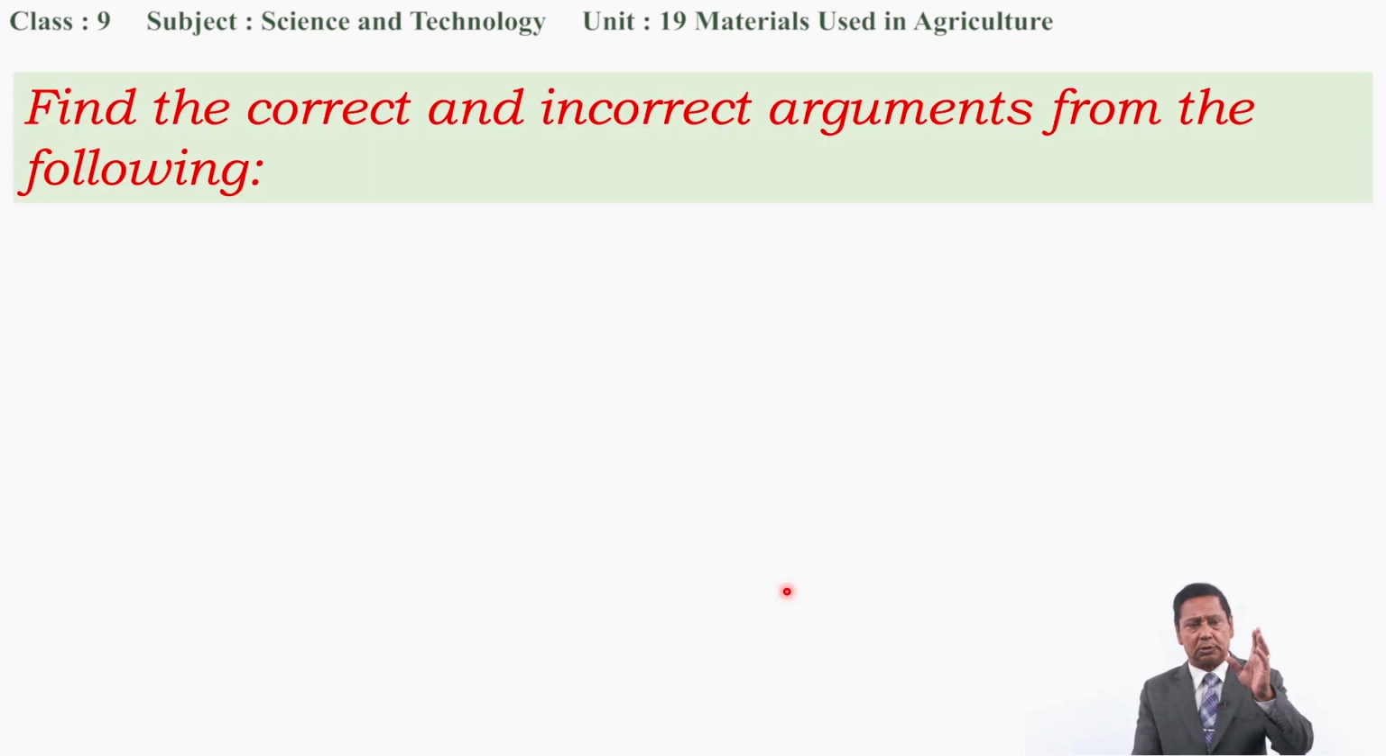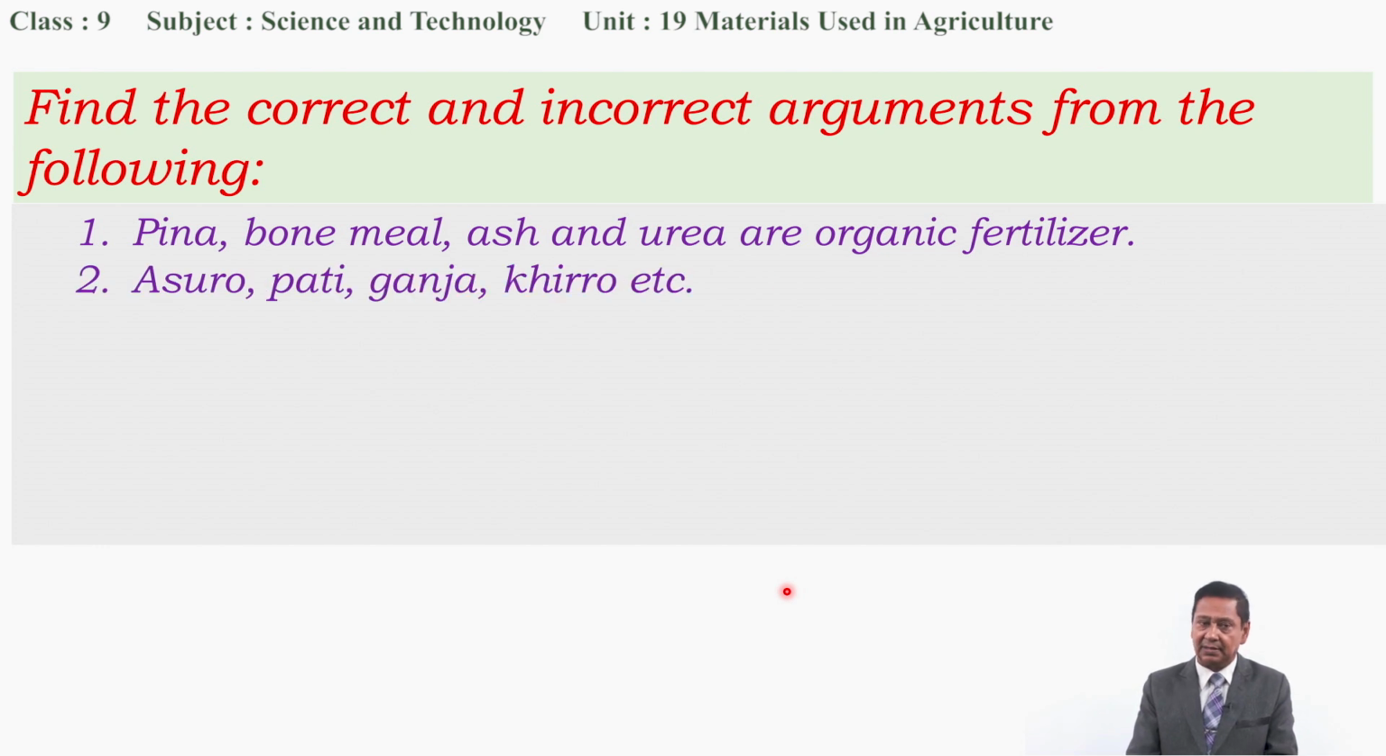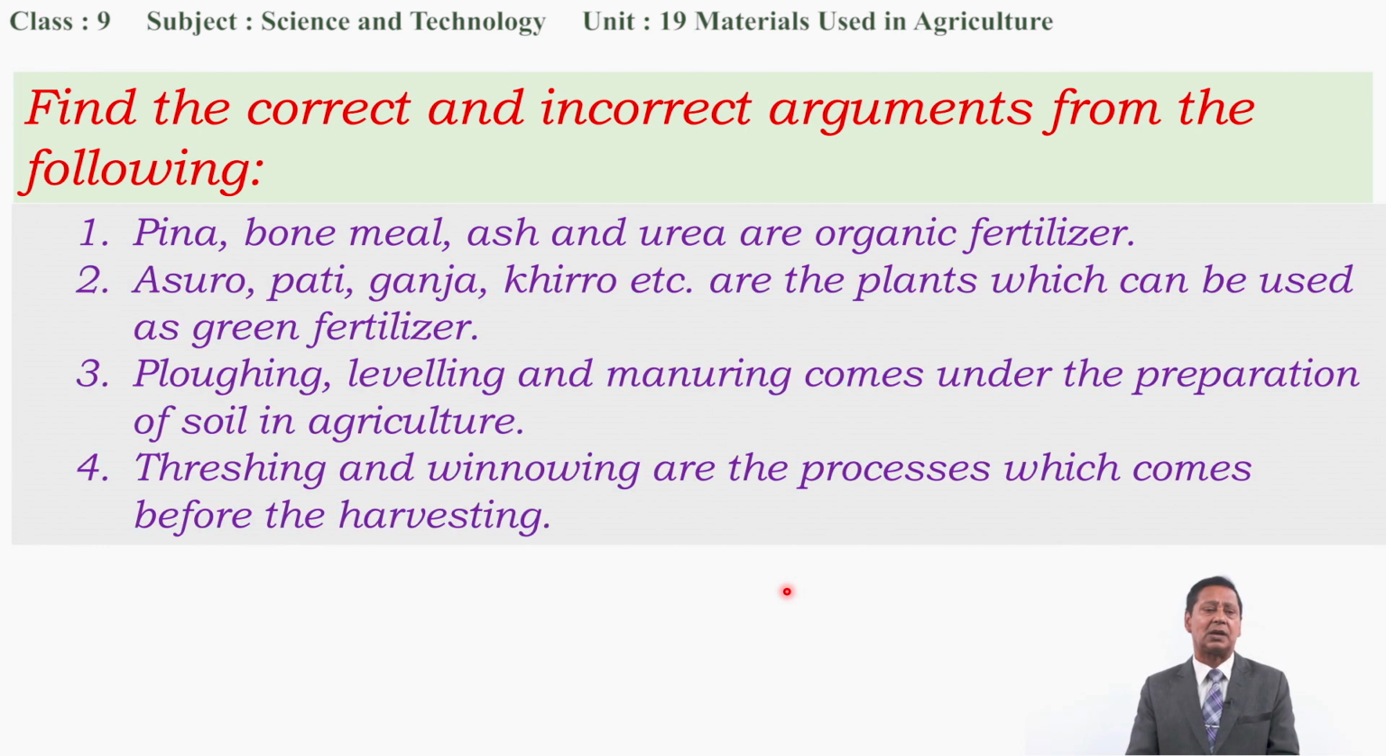Now, I want to present some other question also. Find the correct and incorrect arguments from the following. Number 1: peanut, bone meal, ash and urea are organic fertilizer. In the same way, another argument. Which argument is correct? Which one is incorrect? Let's see. First, peanut, bone meal, ash and urea are organic fertilizer. Is it? No, because peanut, bone meal and ash are organic fertilizer, but urea is not organic fertilizer. This is chemical fertilizer or inorganic fertilizer. So the first point is incorrect.